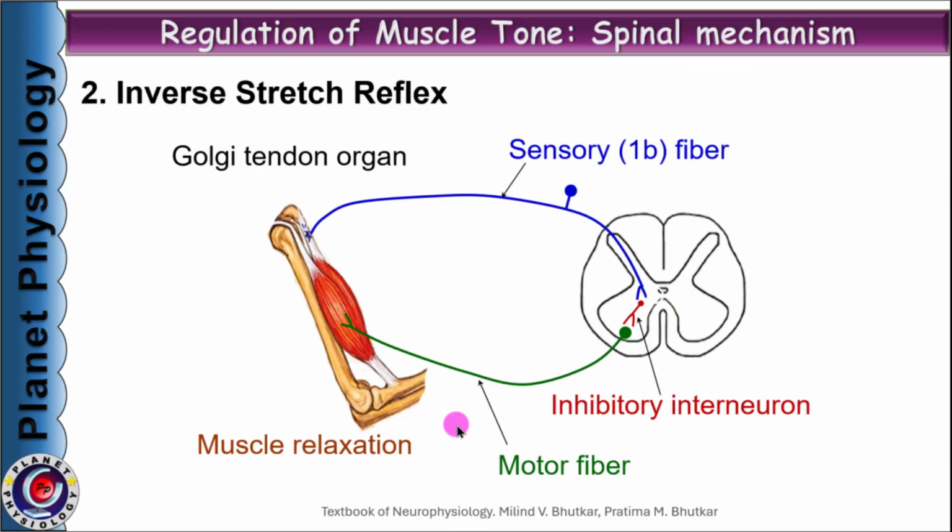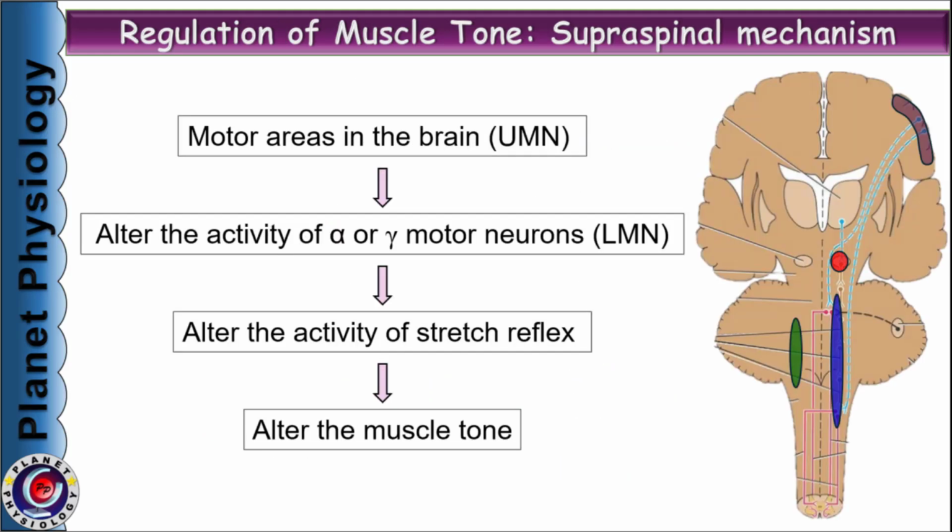In contrast, whenever excessive tension builds up in the muscle, it decreases tone and prevents the muscle from tearing from its insertion. This is inverse stretch reflex, which is activated by stimulation of Golgi tendon organ. Thus, inverse stretch reflex decreases the muscle tone. So, these were the spinal mechanisms to regulate muscle tone. Now, let's move on to the supraspinal control of muscle tone.